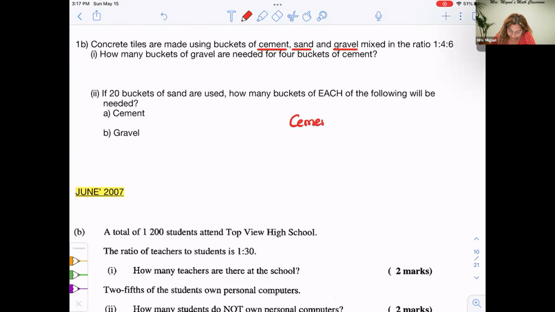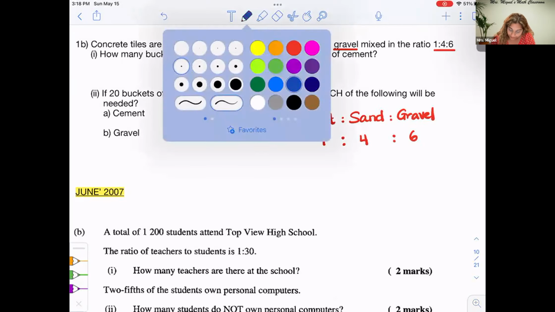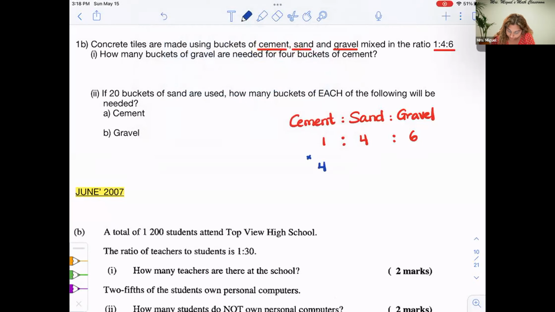Cement to sand to gravel. The ratio, 1 bucket of cement to 4 buckets of sand to 6 buckets of gravel. How many buckets of gravel are needed for 4 buckets of cement? So when I multiply this by 4, I want to know how many gravel I will need. Work it out.